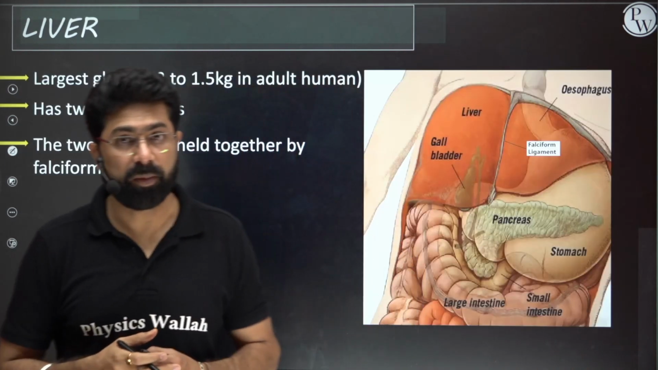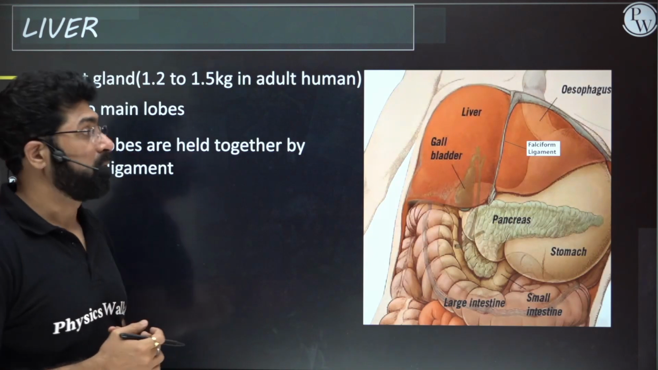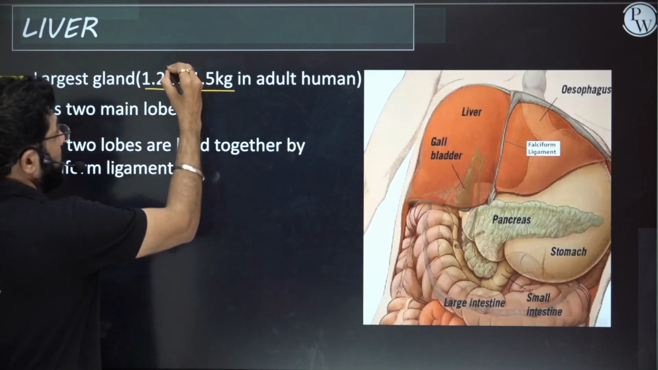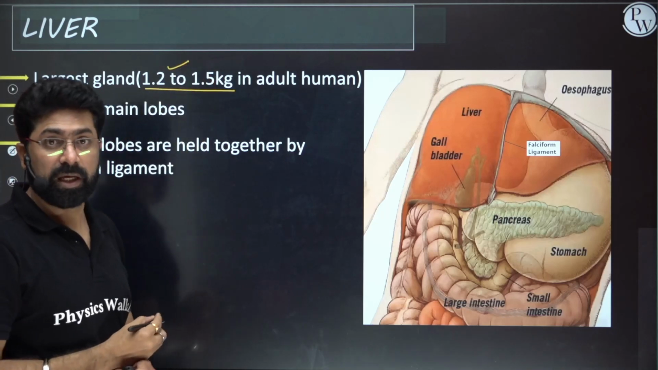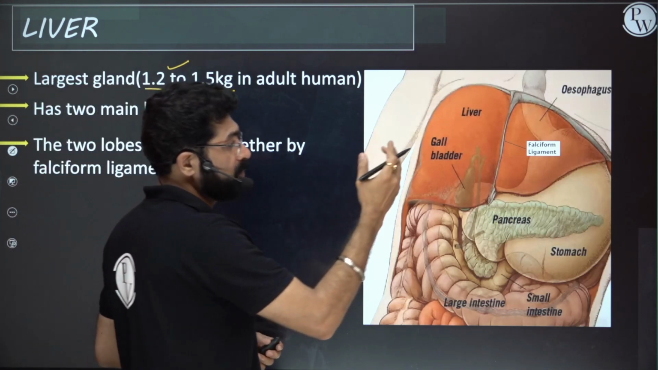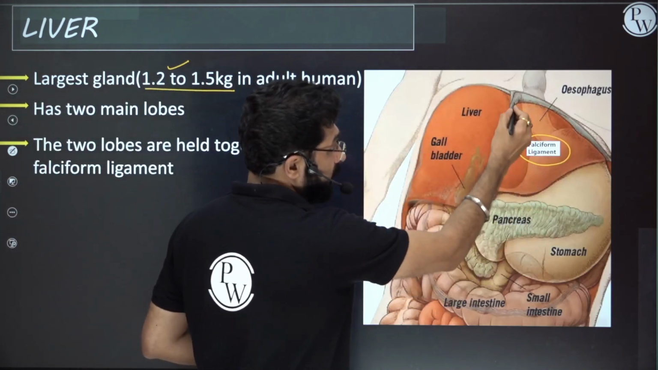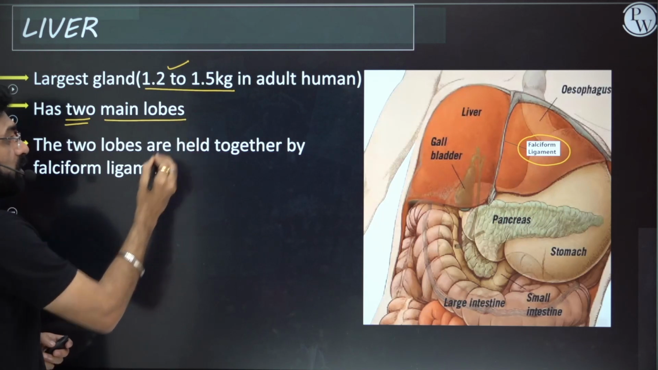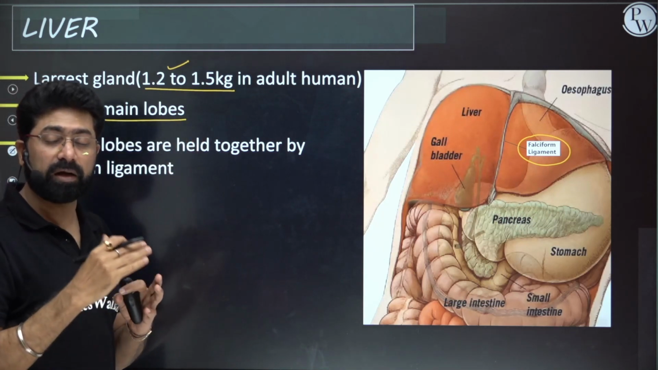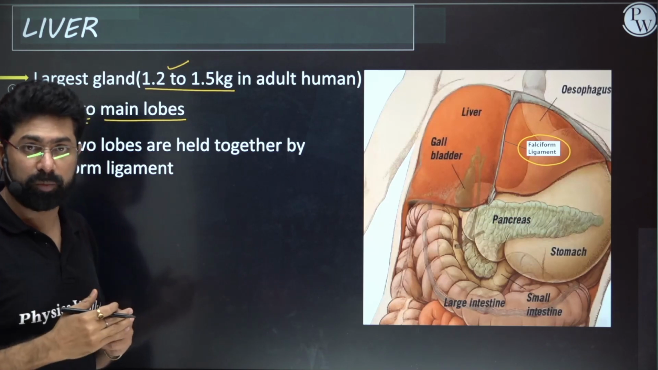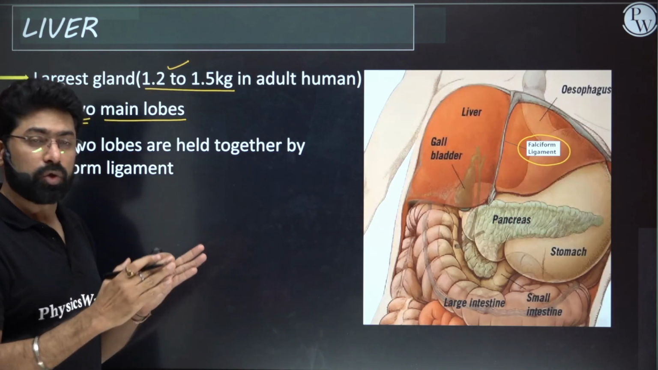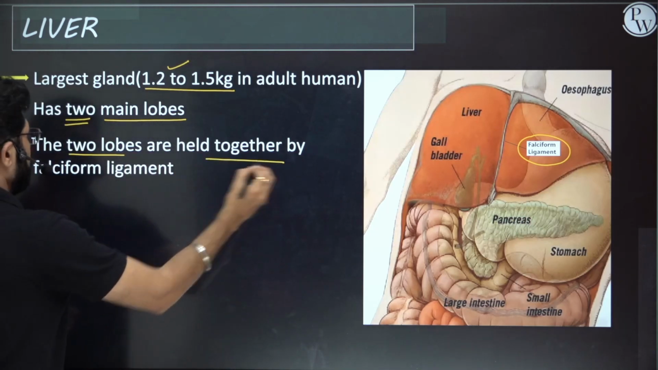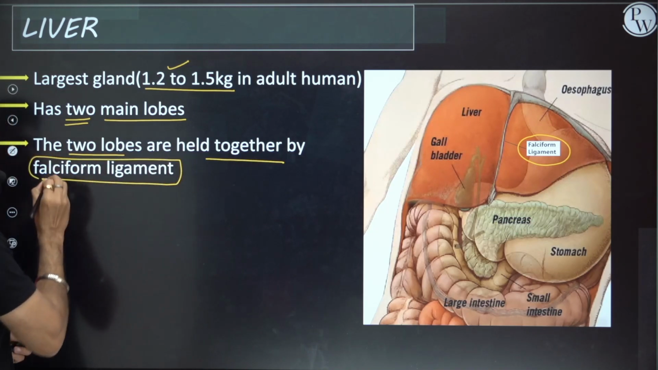Let's talk about a very important gland, that is the liver. The liver is found on the right side of the body, and its weight is around 1.2 to 1.5 kg. It has two major lobes, the left lobe and the right lobe, held together by a ligament called the falciform ligament. Otherwise, there are two more lobes in the right lobe, the caudate and quadrate, but you remember only the two major lobes. This is an important question.